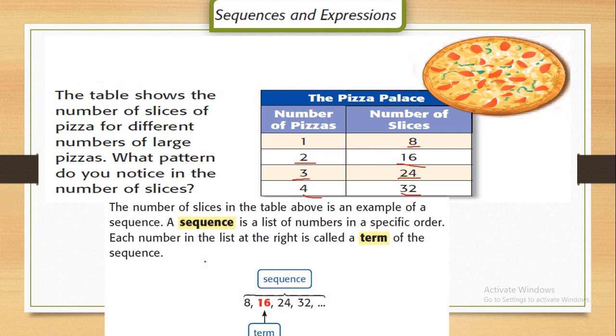Okay. So first, I want you to know that the number of slices in the table above is an example of a sequence, okay? A sequence is a list of numbers in a special order. Each number in the list is called a term. So here, the sequence is 8, 16, 24, 32. And the number 16 is a term, okay?